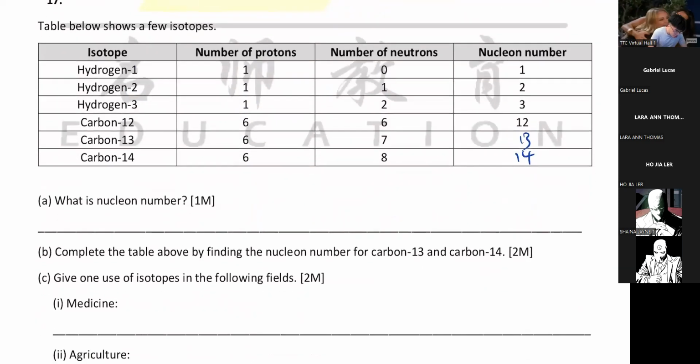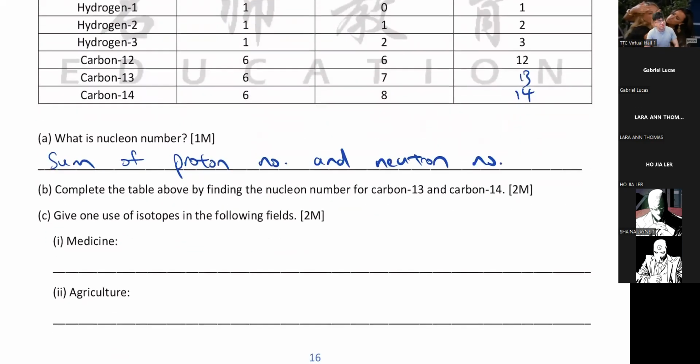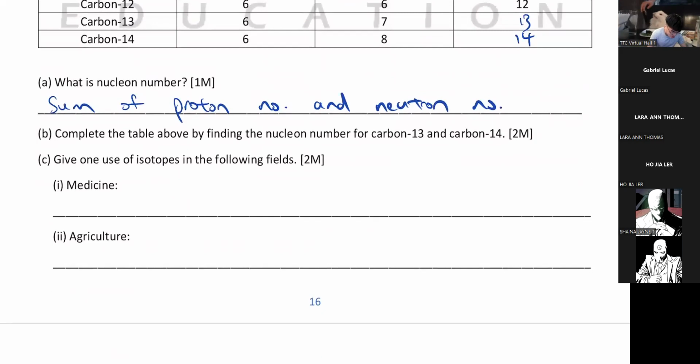End of story. So what is nucleon number? Like I said, nucleon number is the sum of proton number and neutron number. These two added together, that's your nucleon number. Next, give one use of an isotope. Do this yourself. What do we use in medicine? You have sodium-24 to detect blood clots. You have cobalt-60 to kill cancer cells. You have iodine-131 to detect thyroid activity.